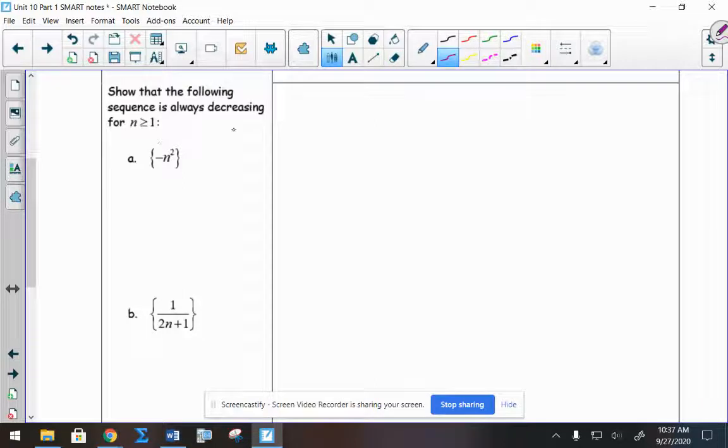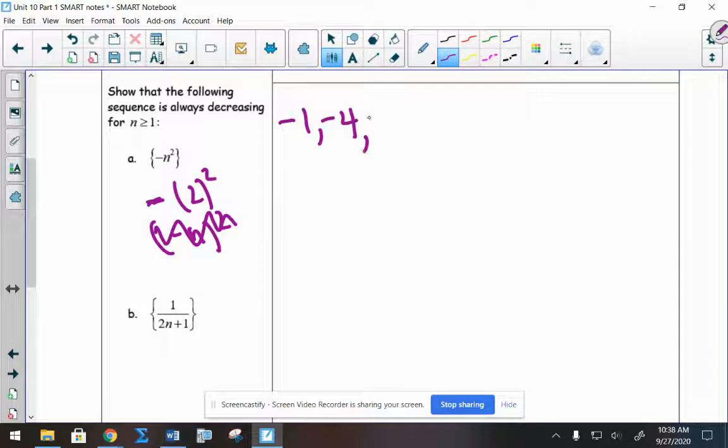Go to 2, that'd be -4, because the negative's on the outside, which means I would square, then negate. That's different than if the negative was on the inside of the square. Then I'd have to negate, then square. Okay, so then we could keep going. 3, and we can see that they are always decreasing, but this wants me to actually show that they're decreasing.